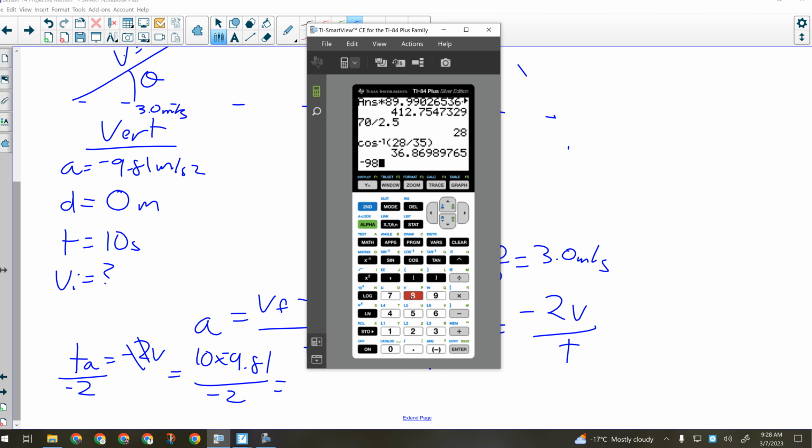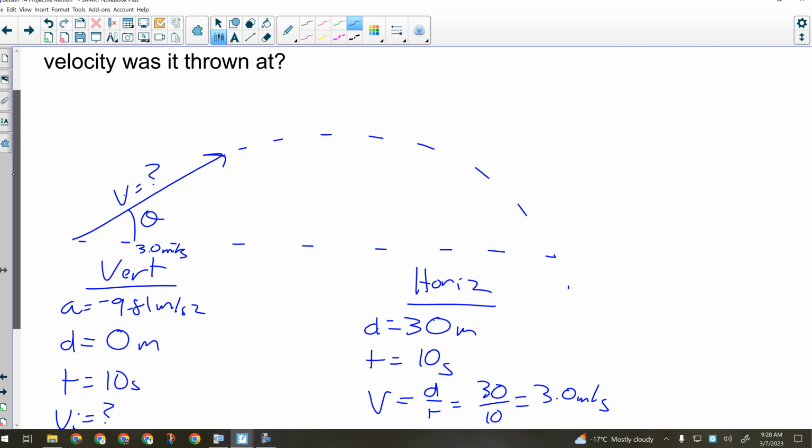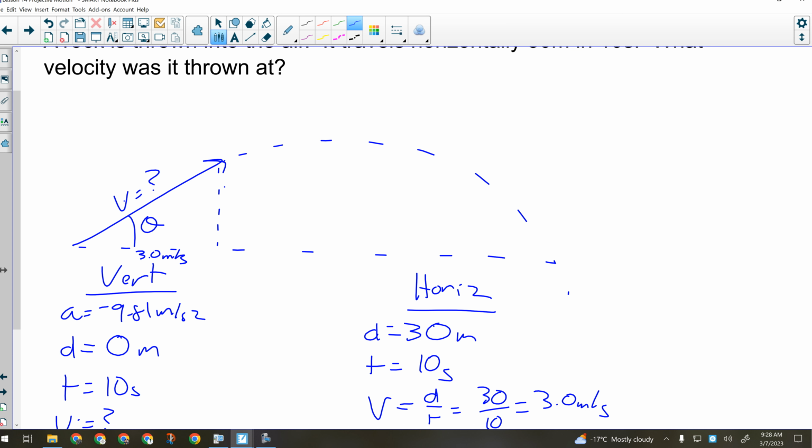So negative 98.1 divided by negative 2. Okay, so VI is 49.05 meters per second up. Now that I've got the two sides of the triangle, and this triangle is obviously drawn not to scale, I can now calculate both V and theta. All right, so I can do Pythagorean theorem to get V.